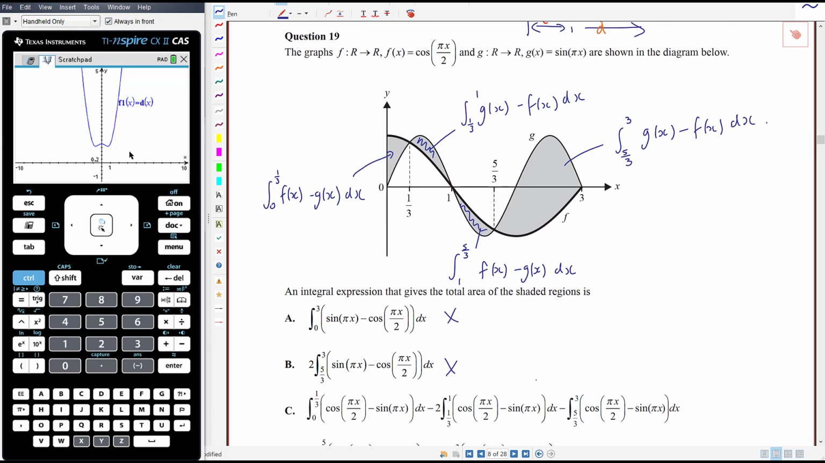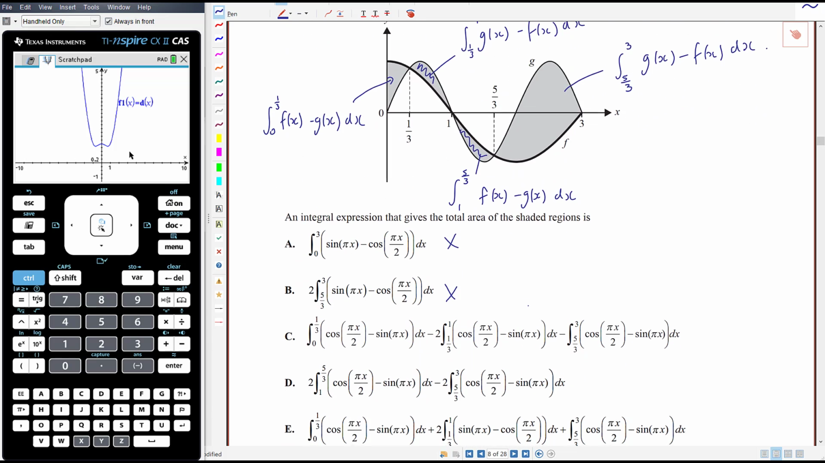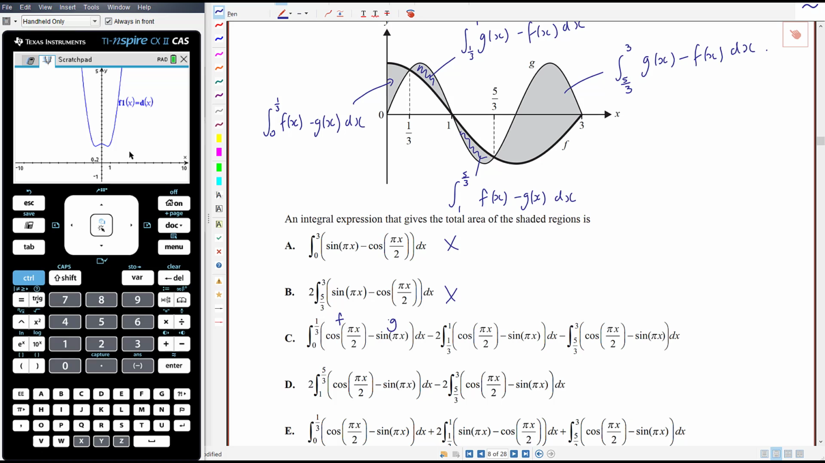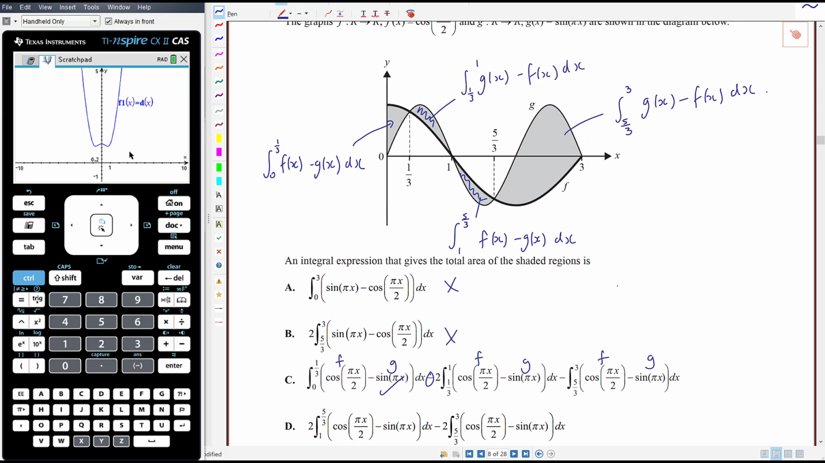I've just written f and g. Cos is f and sine is g. Okay, so this is f and g, this is f and g, and this is f and g. So they've written the integral from 0 to 3 of f minus g, so that is the first bit, minus 2 lots of the integral from 1/3 to 1 of f minus g.